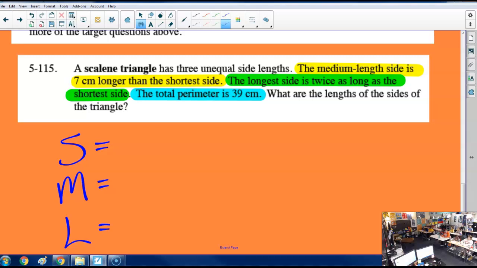But yeah, this is not on your handout. We just have to write these things down. You could at a minimum put S equals, M equals, L equals.